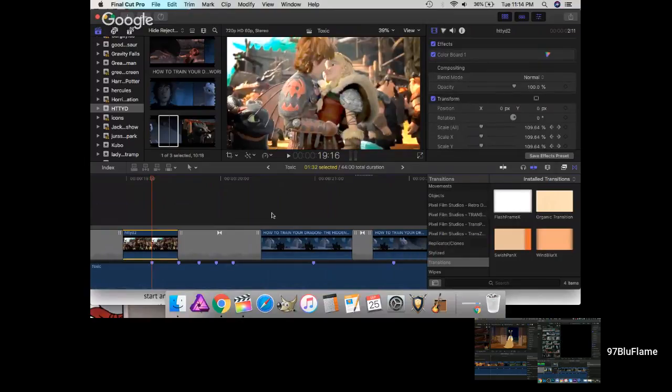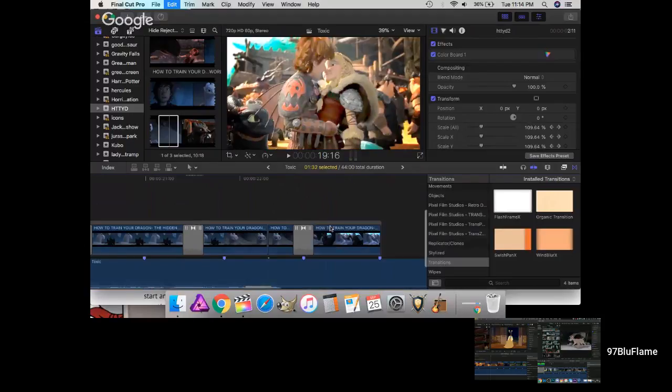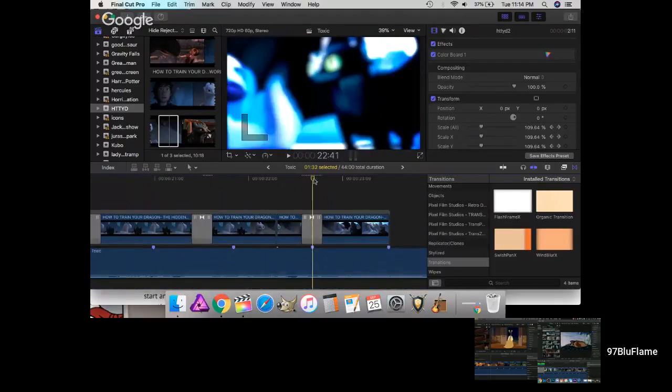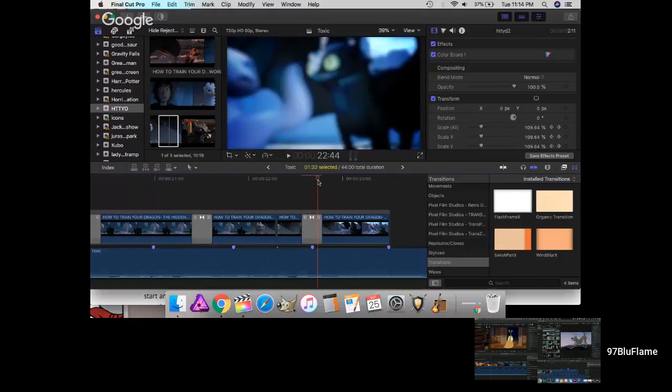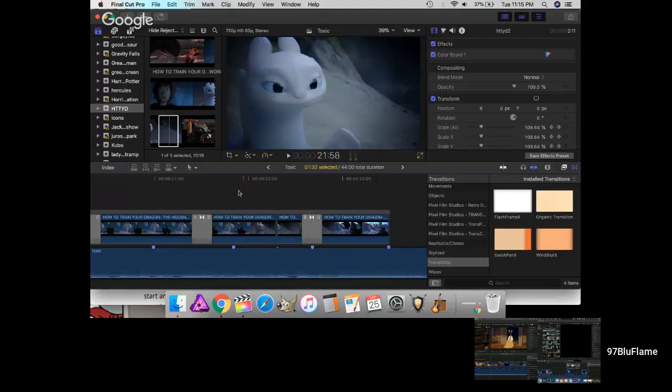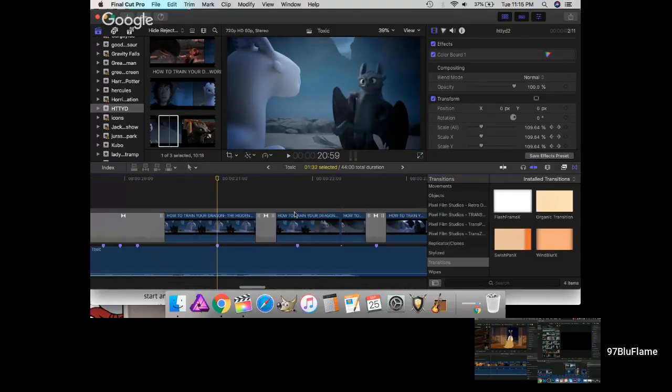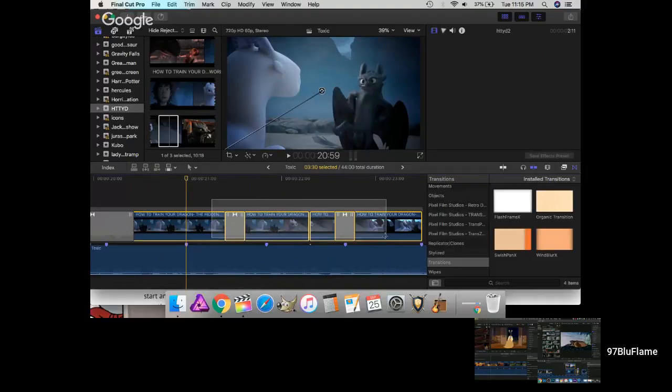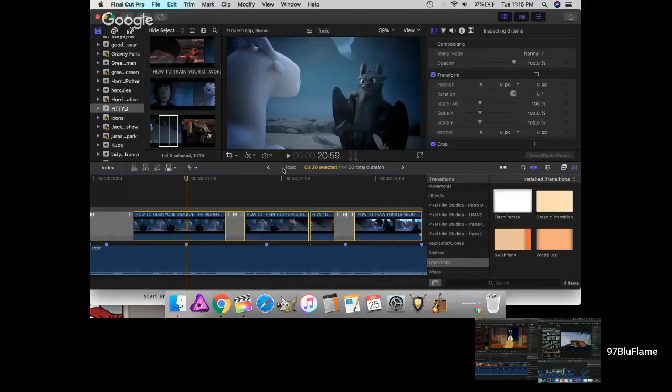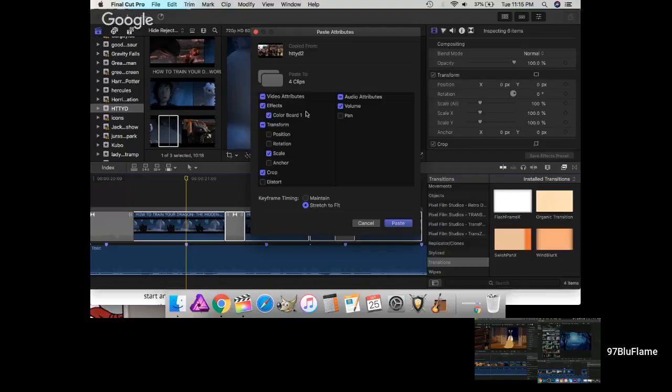Perfect. Whoa, Rachel, what transitions are those? Which ones? The flashy ones? Yeah, that one. That was another free plugin that I found. I apparently need more transition plugins because my transition game is very, very weak. Yeah, I just started Googling free plugins today and I found a bunch.